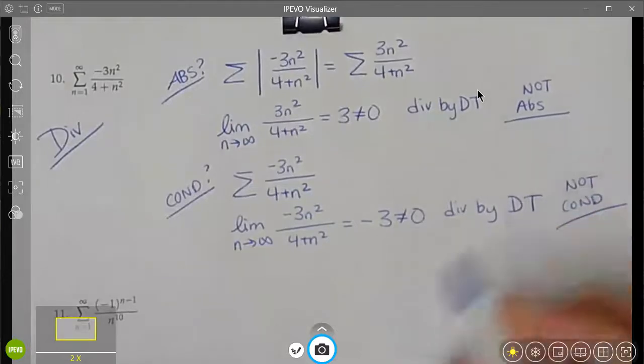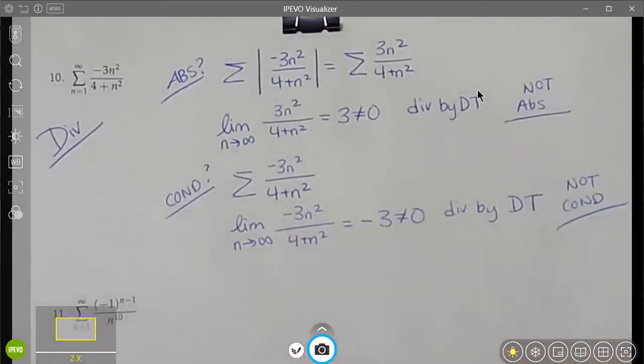There are other tests you probably could have used on this, like a comparison test, either the direct or limit comparison test, and that would have been fine as well. As long as you apply all the rules and you make sure that you've met the criteria to use a test, you can reach a conclusion.